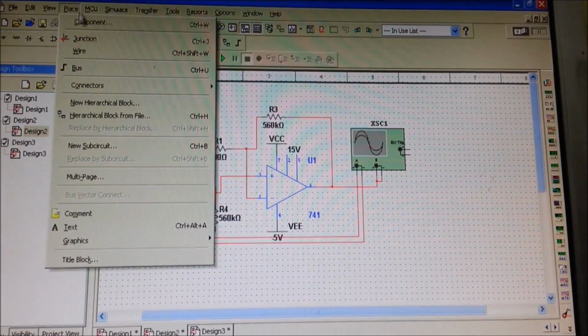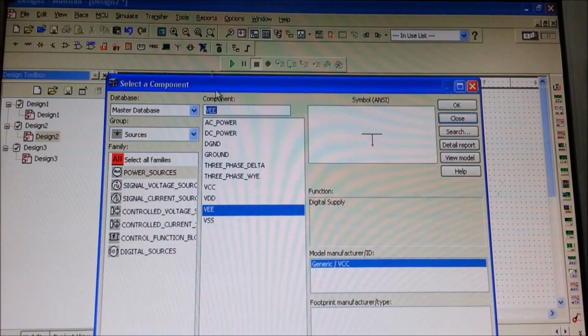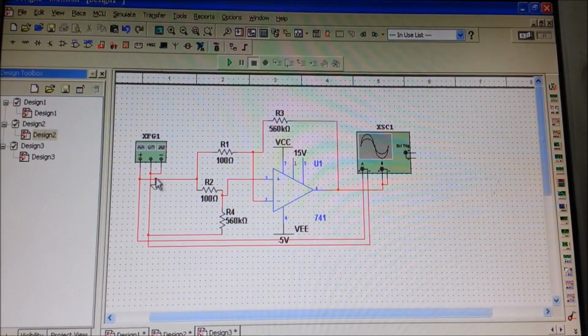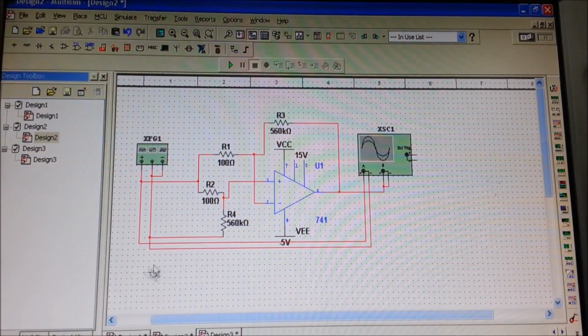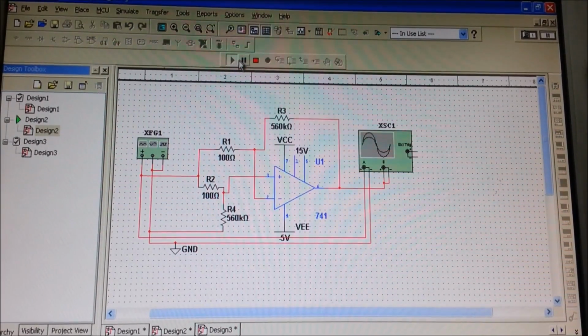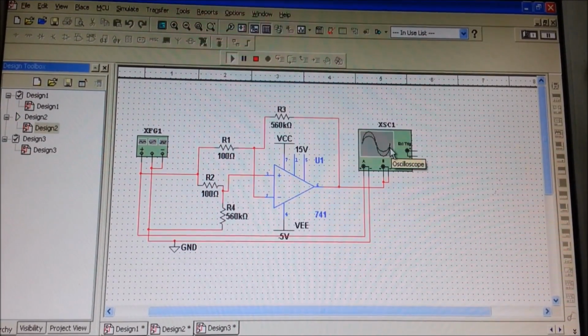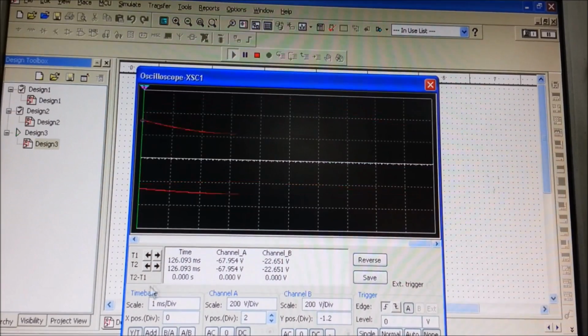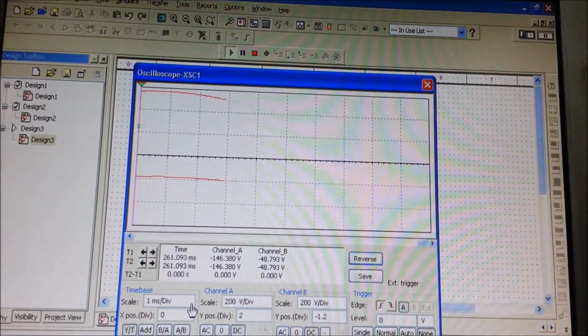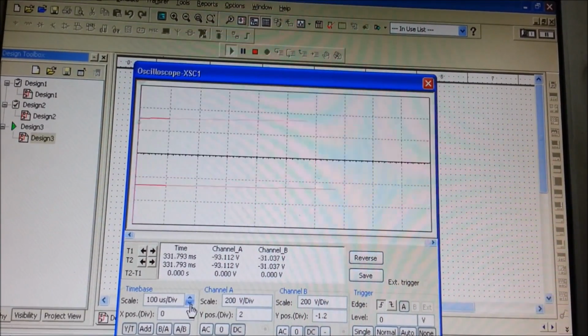Now from components, find the ground and place it on the console window. Now it's time to simulate our circuit. Since it is complete, double click on the oscilloscope, reverse the mode. Now change the time base.